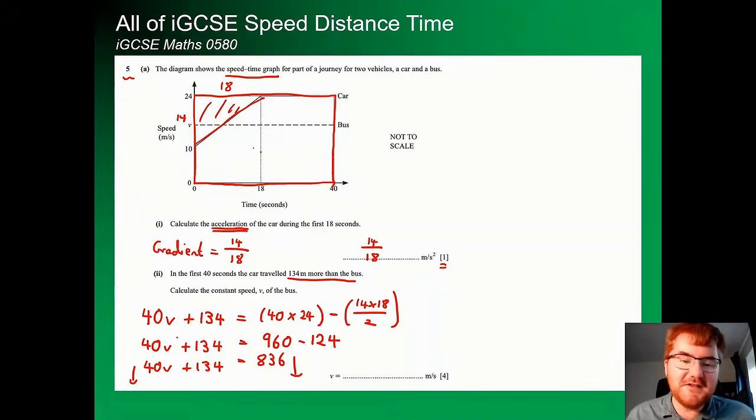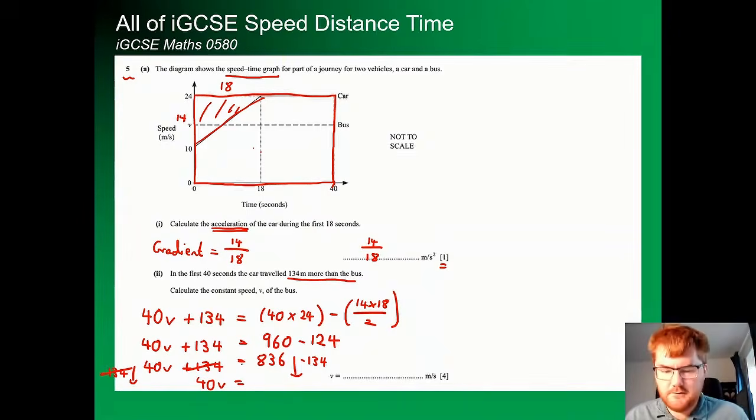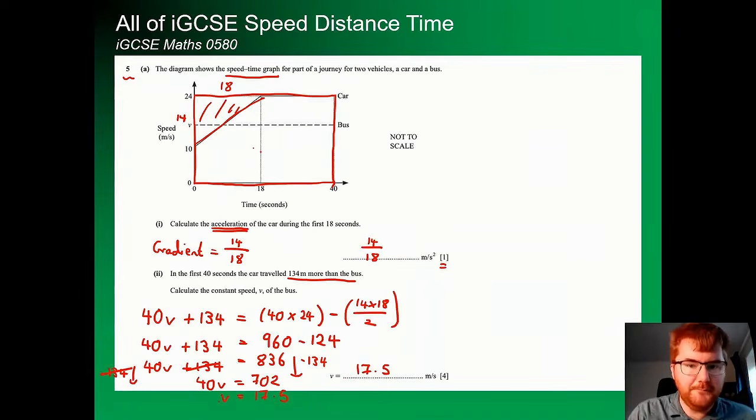Then we've got a plus 134, so the opposite of that is minus 134 on both sides. This cancels, this gives us 40v, and then 836 minus 134 is equal to 702. Just make sure we've done this all correctly. And then we divide by 40. And that gives us 17.5 for our final answer. Perfect.